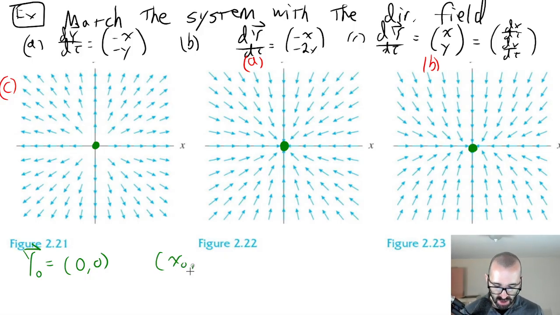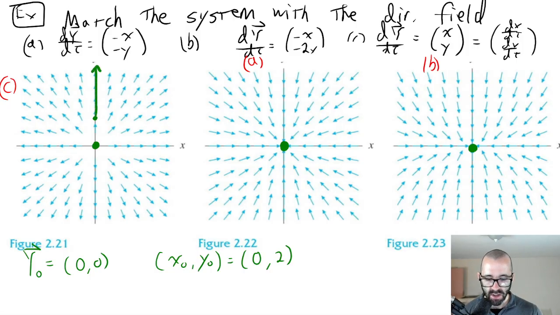Okay, well, let's look at another way that we can write an initial condition. We could also write an initial condition as x naught, y naught. Let's say we start at the point 0, 2. What happens in each one of these vector fields or direction fields? Well, over here, if we start at 0, 2, we just stay on the y-axis and we go up. Over here, if we start at 0, 2, what happens? Stay here and go down.